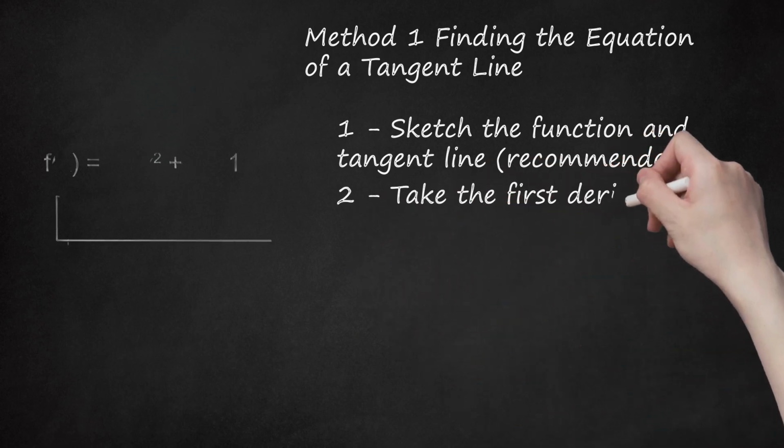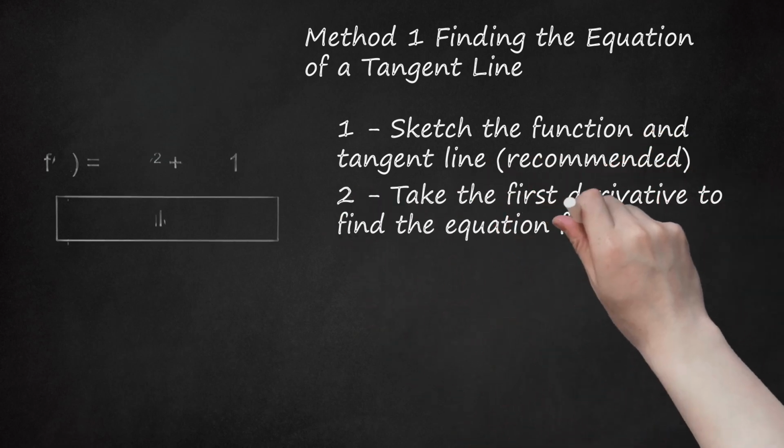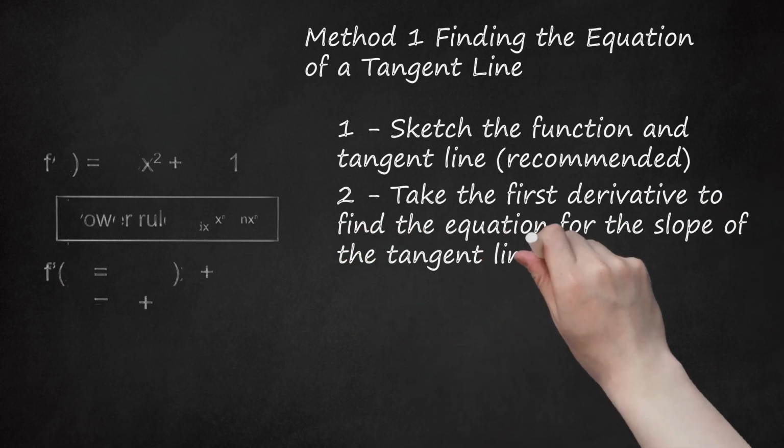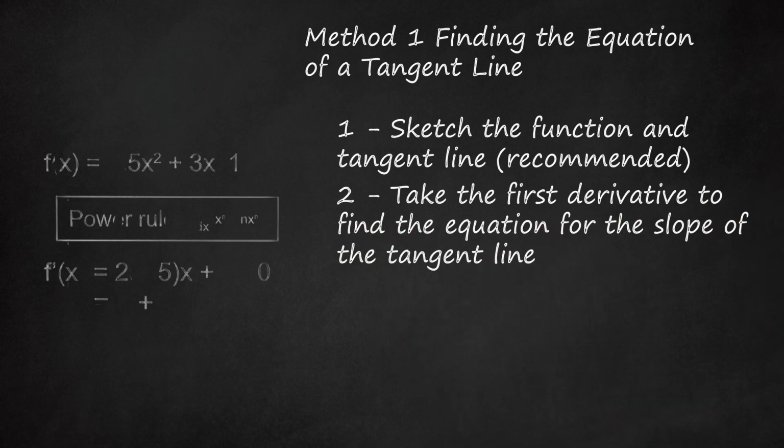2. Take the first derivative to find the equation for the slope of the tangent line. For function f(x), the first derivative f'(x) represents the equation for the slope of the tangent line at any point on f(x). There are many ways to take derivatives. Here's a simple example using the power rule.